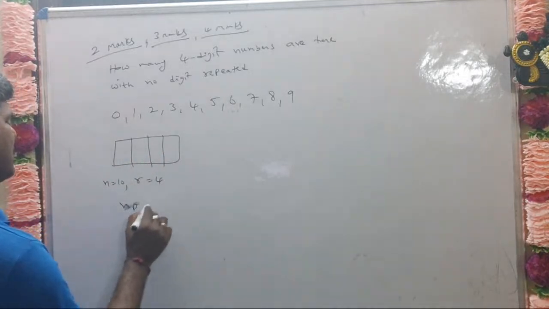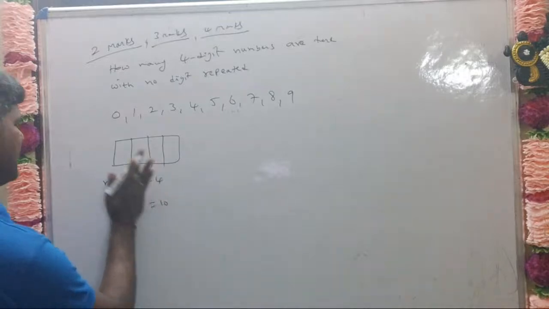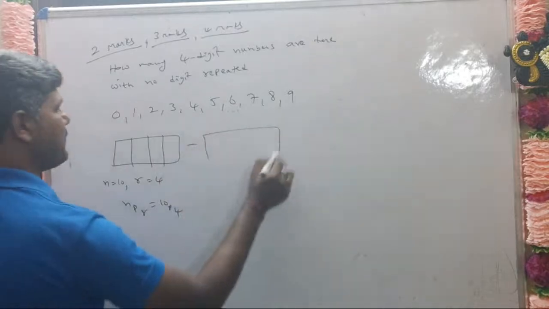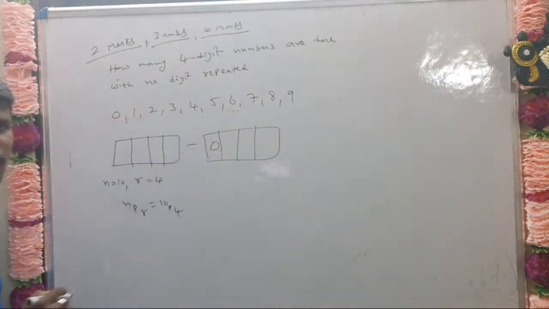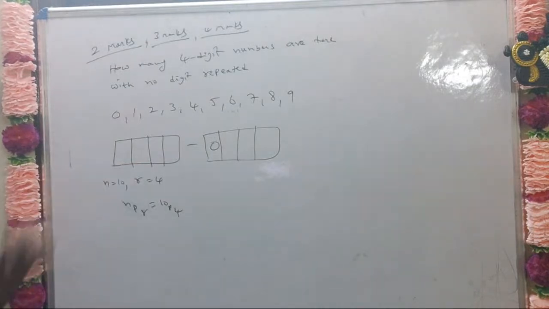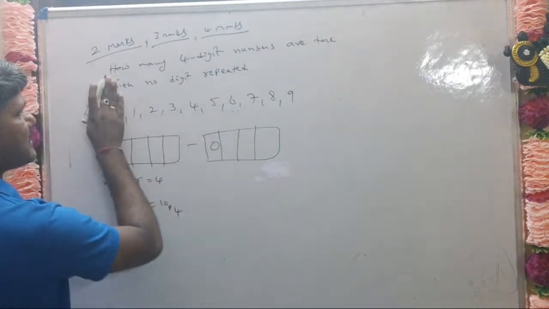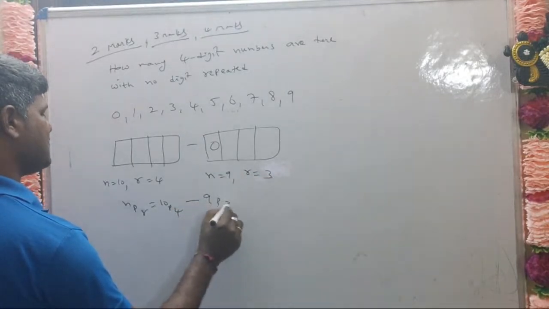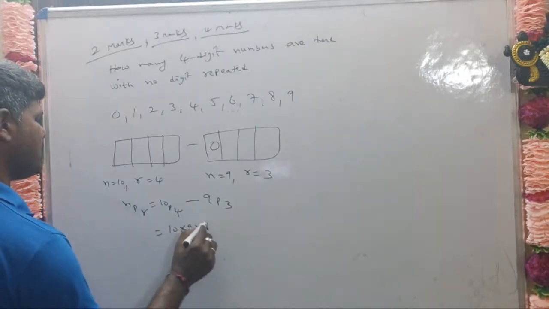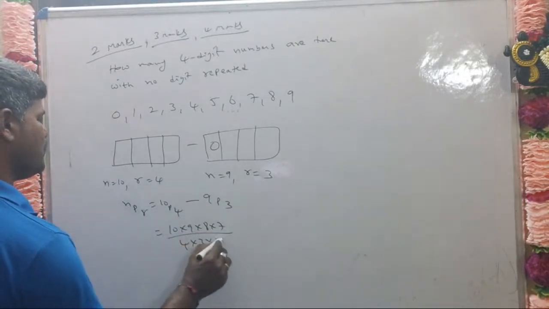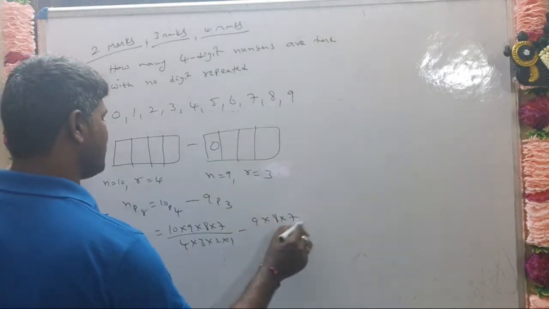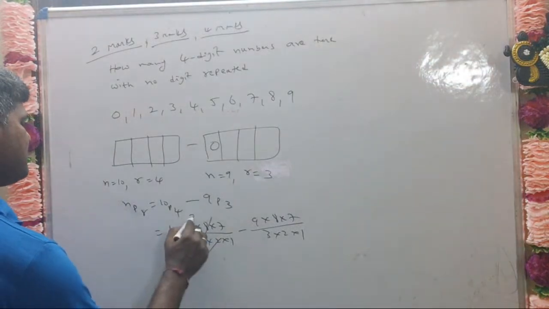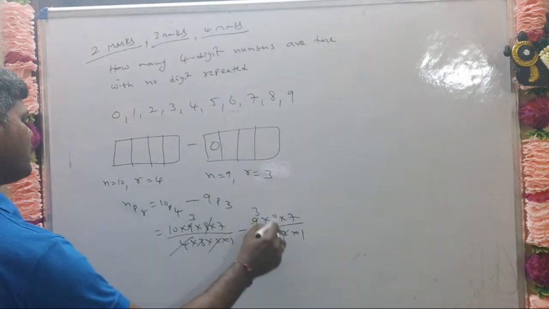That means NPR, 10P4. But minus, if I kept in the first place 0, it is not a 4-digit number. I included that also, we need to subtract that. Except 0, how many numbers are there? N is 9, R is 3, minus 9P3. 10P4 means 10 into 9 into 8 into 7 by 4 into 3 into 2 into 1, minus 9 into 8 into 7 by 3 into 2 into 1. 4 into 3 into 2 into 1 cancel, 3 times, 2 4 times.